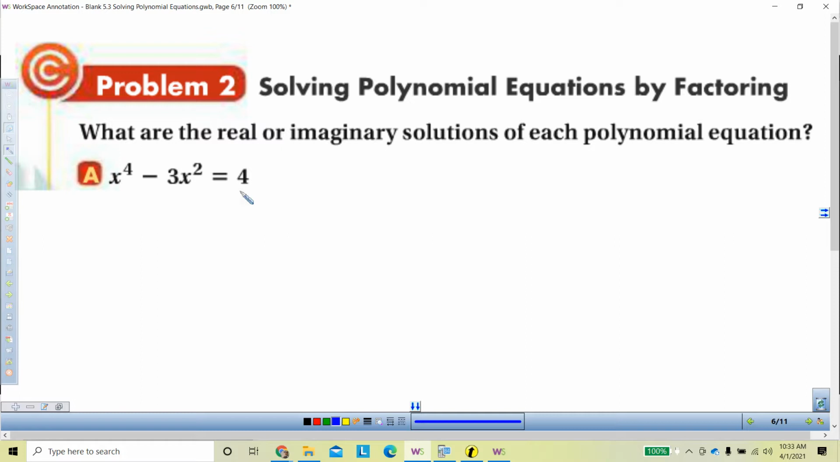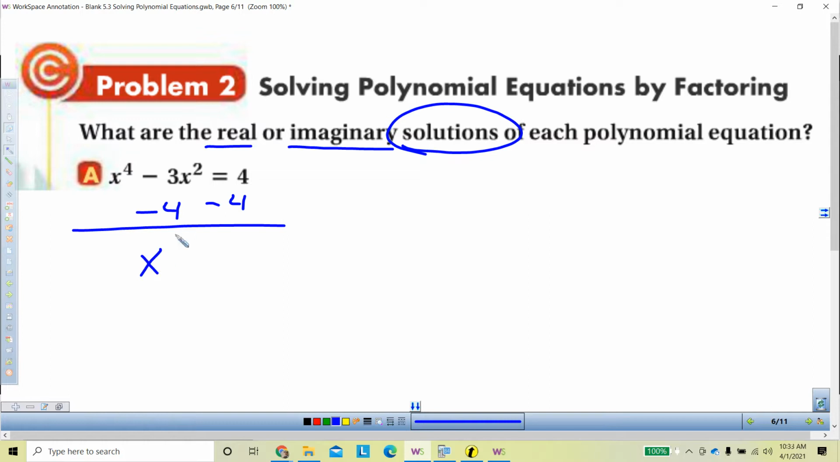Always, I got to get everything to one side, right? So as soon as you see real or imaginary keyword being solutions, that's where you have to make it equal 0. Because it says solutions, it's got to equal 0. So I'm going to subtract this 4 over. So I get x to the 4th minus 3x squared minus 4 equals 0.